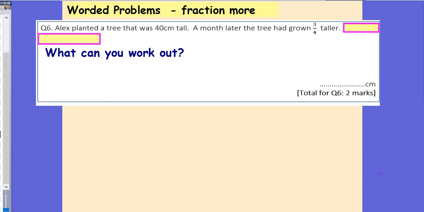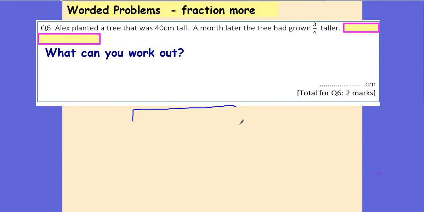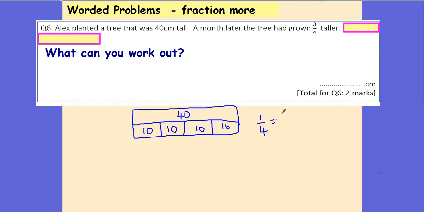Okay, let's have a think. What could we work out? Let's use the bar model because we like the bar model. The bar model helps us. Here's my bar, and my whole is worth 40. We're looking at quarters this time, so we need to split our bar into 4 pieces. Here they are. Dan, how much is each of those 4 pieces going to be worth? 10, awesome. So we could have said 1/4 was 10 centimetres. That's one thing we could have worked out.